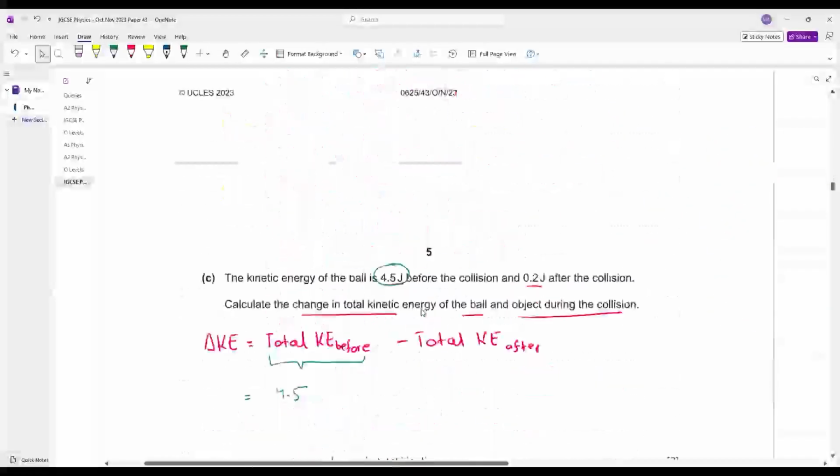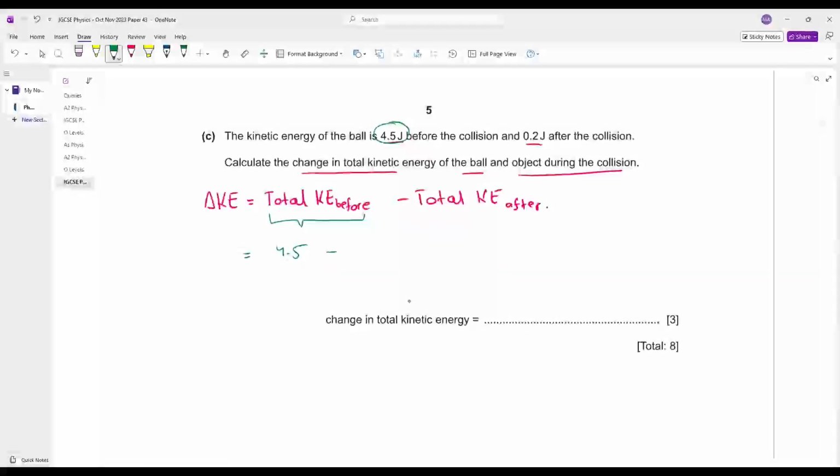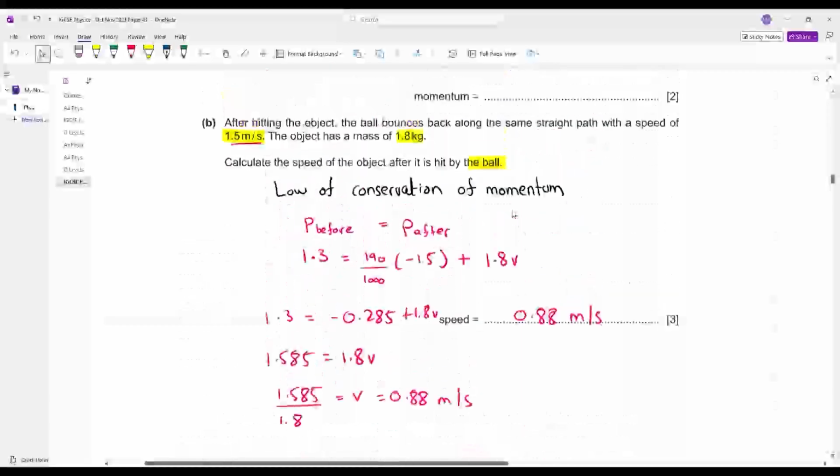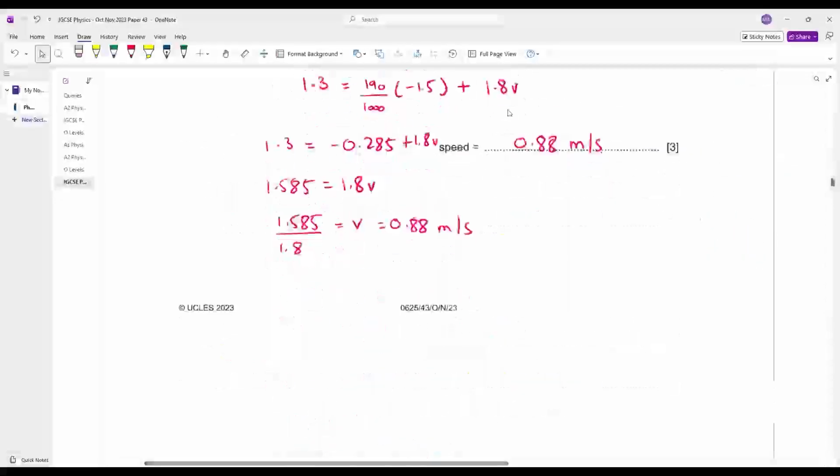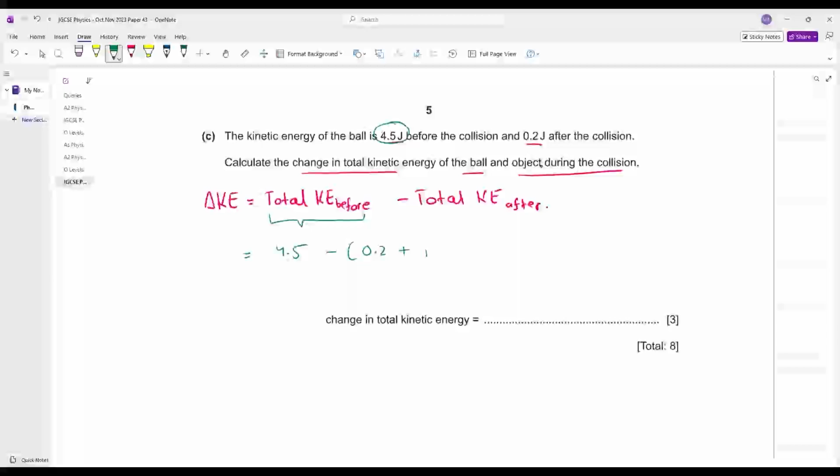After collision, the kinetic energy of the ball is given as 0.2. Can you calculate the kinetic energy of the object after collision? Yes. The object has a mass of 1.8. The velocity was 0.88. So 1 upon 2 into 1.8 into 0.88 squared. This was the kinetic energy of the object. Let's calculate it. 0.5 into 1.8 into 0.88 squared.